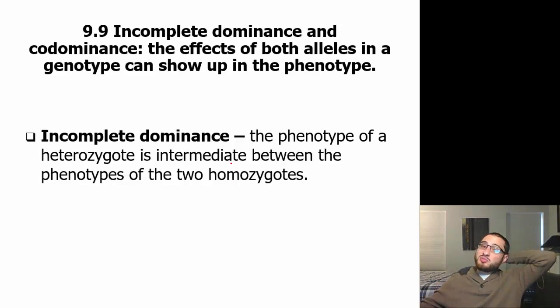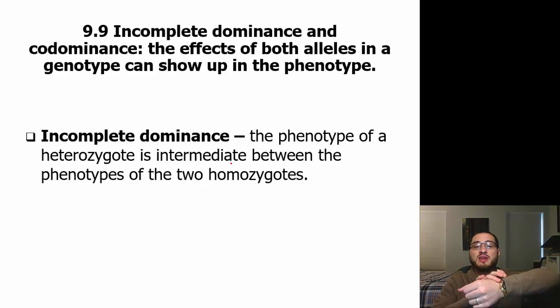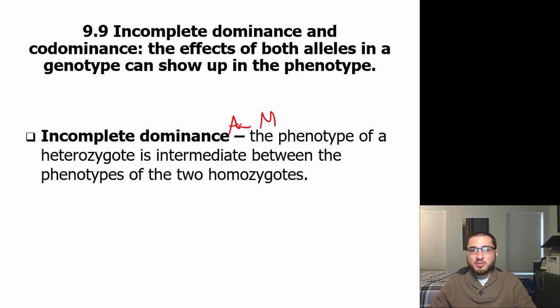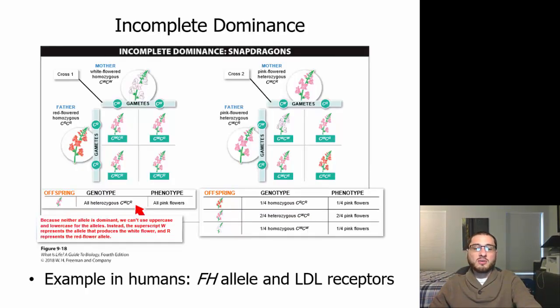Now, it's not always as simple as having purple flowers or having white flowers. Sometimes we're going to have incomplete dominance, which is the phenotype of a heterozygote, meaning uppercase, lowercase. So if you're going to have uppercase, lowercase, whichever letters you want to use, the phenotype of a heterozygote is the intermediate between the phenotypes of the two homozygous individuals, or homozygotes.